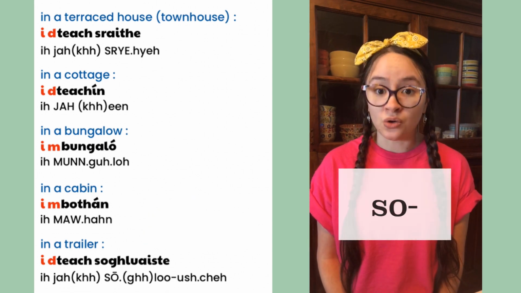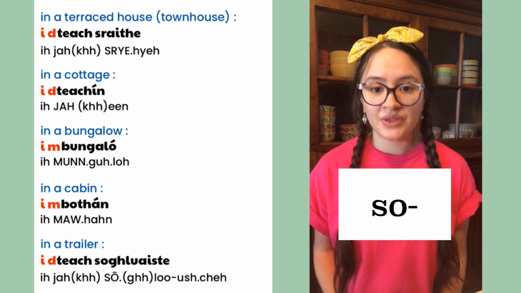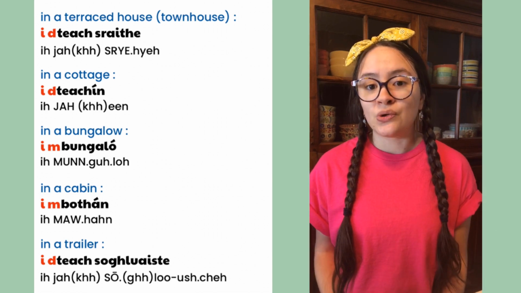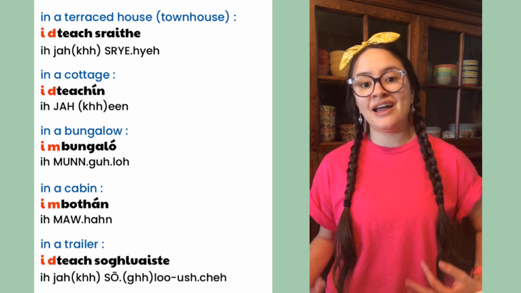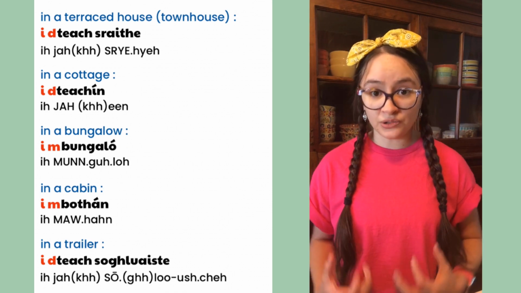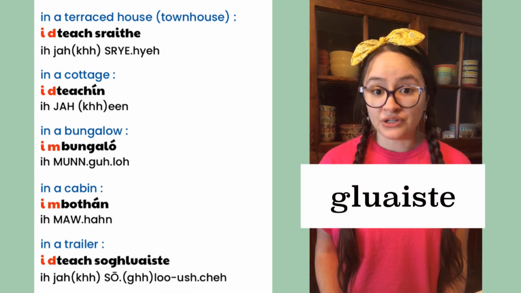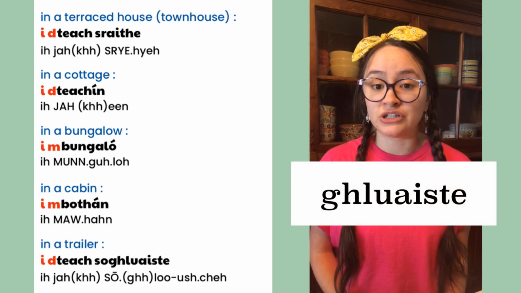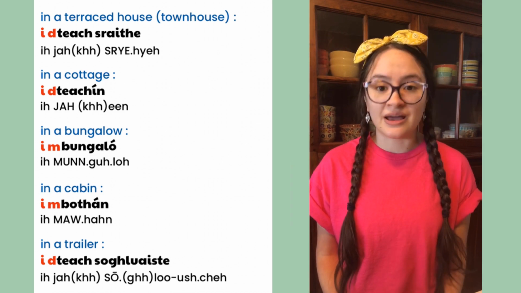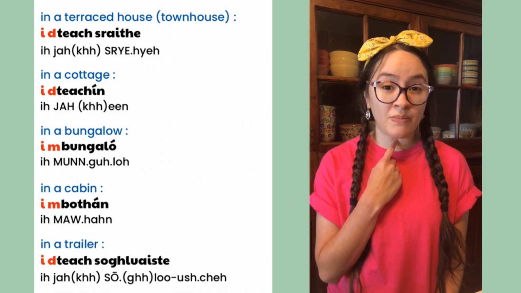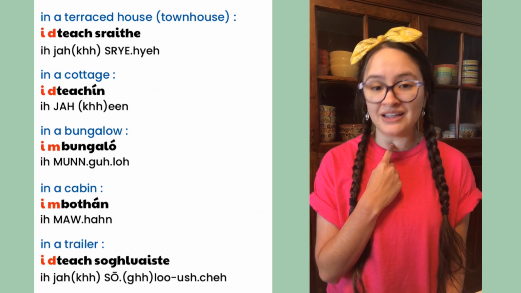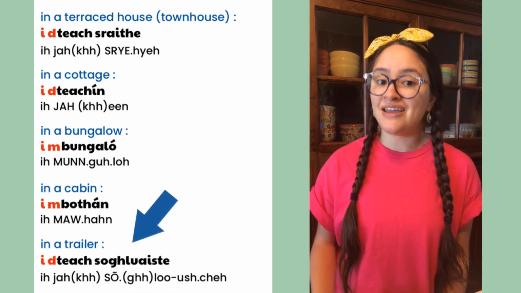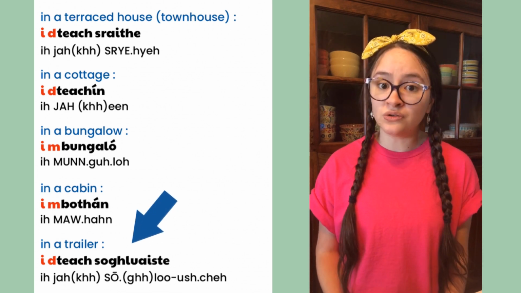It's made up of so, which means like easily, and gluasja, which means movable or moved. So you're living in an easily moved house. When so and gluasja are combined, gluasja is lenited, which just means an H is added after the G, and the hard G sound changes to a guttural back of the throat R sound, and it sounds like soluasja altogether. So in a trailer, ejach soluasja.